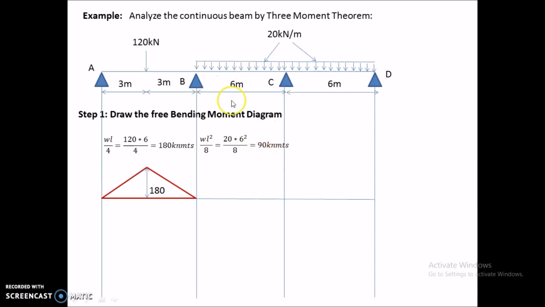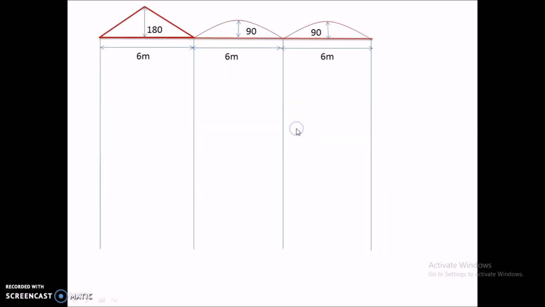Now since it is UDL, the shape of the bending moment diagram will be parabolic. So this is the bending moment diagram for span BC, and same for span CD also, since the load and span are also the same. Now coming to step 2. Step 2 is to calculate the area and centroid of bending moment diagrams between the 2 points.